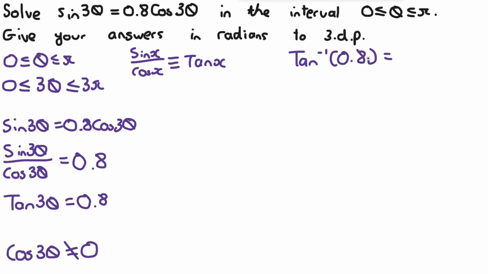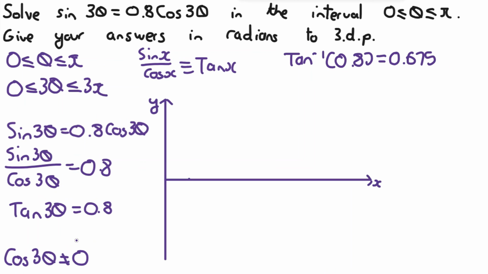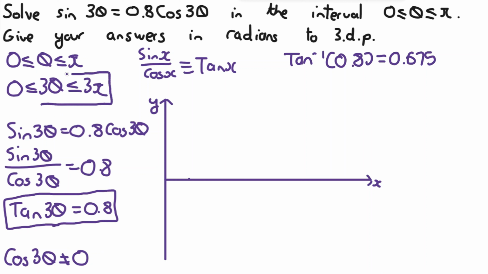If you put this into your calculator, you get a value of 0.675. So I've quickly drawn a pair of axes using a ruler, and therefore we need to draw the tan graph, and we need to do it in this interval here between 0 and 3 theta. So it's quite a big graph. We have to do quite a lot of it.